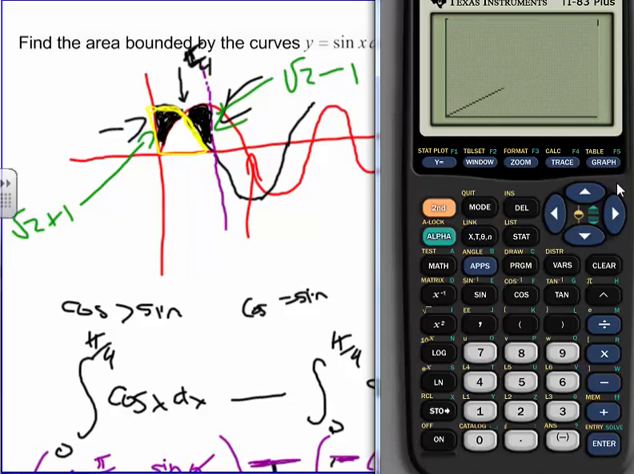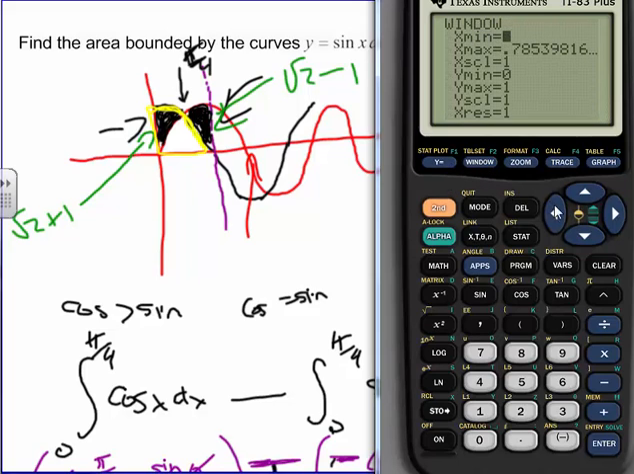So this is what the one graph looks like. And this is what the other graph looks like. So this area in between right here is the area we're looking for. And I believe that that is root 2 plus 1 in this section right here.